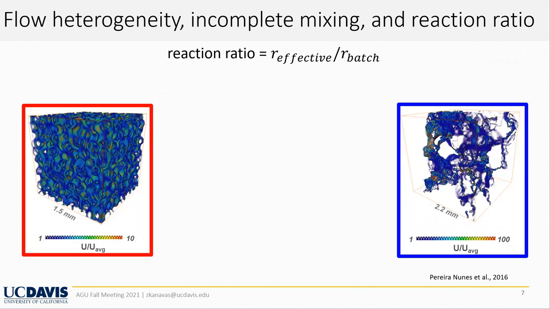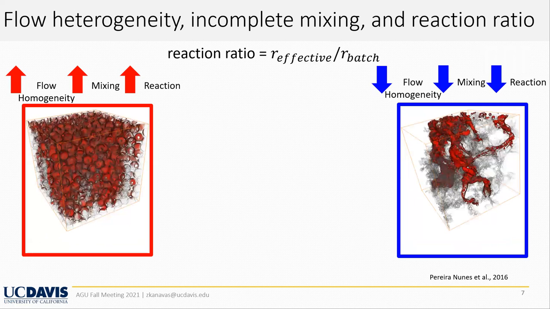To convince you about the relationship between dissolution pattern and reaction ratio, I will illustrate the direct relationship between flow homogeneity, mixing, and reaction. The sample in red shows a structurally uniform bead pack that experiences highly homogeneous flow. The sample in blue shows a structurally complex carbonate that experiences heterogeneous flow. After the CO2 injection, some level of dissolution is experienced in each sample. We show the reacted rock surface in red and the unreacted rock surface in gray.